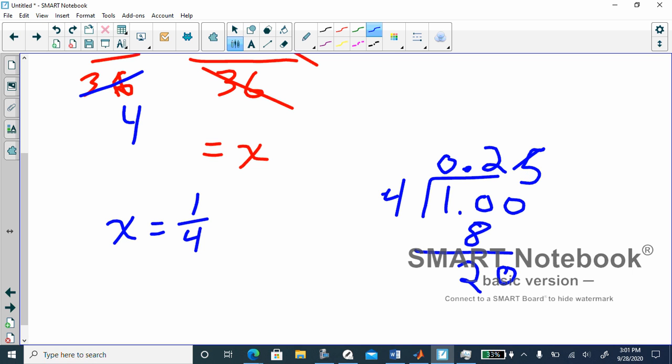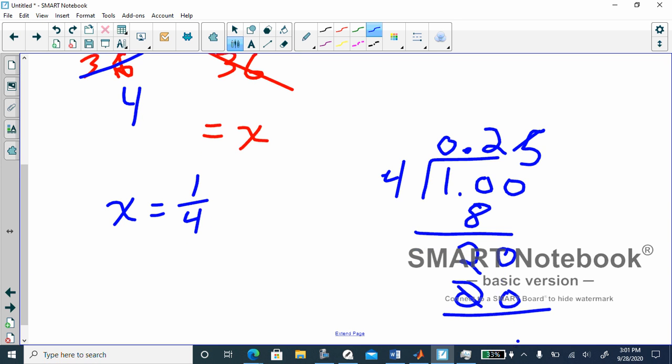5 times 4 is 20. If we subtract there, we get a remainder of 0. So we don't have to bring anything else down. So as a decimal, x is 0.25.